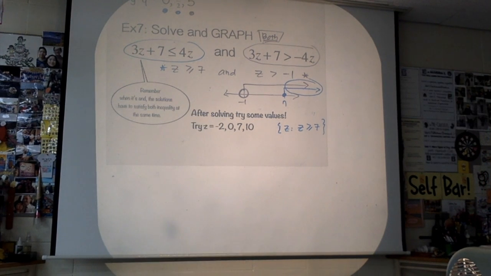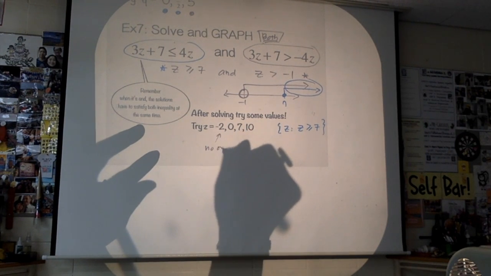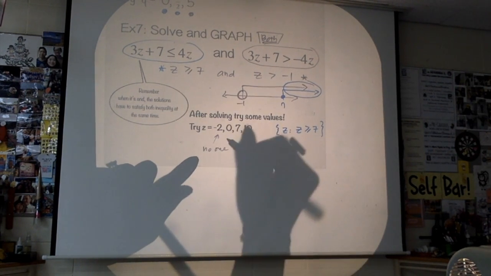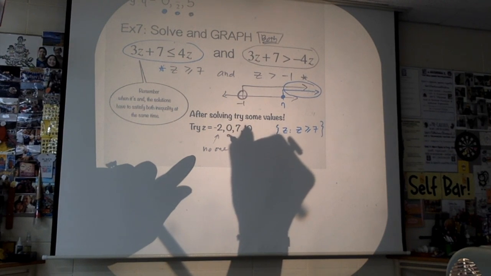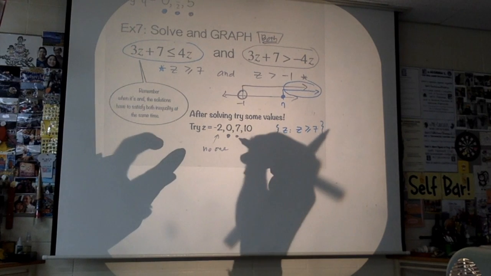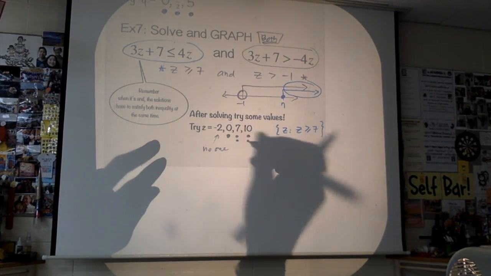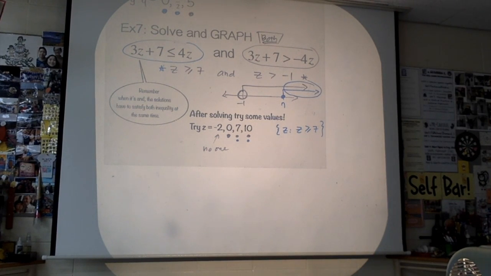Alright? And try some of the other values and see what happens. Where is this going to go? This is going to satisfy nobody. No one, right? Because no one goes beyond this. 0 is going to satisfy black. 7 is going to satisfy black and blue. 10, black and blue as you assumed. Okay, so try those.